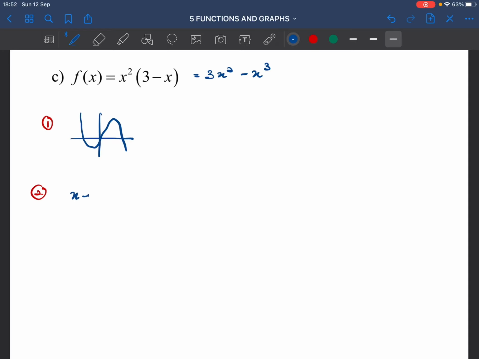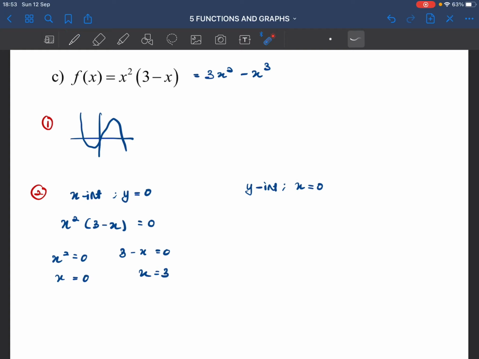Okay, so for the x-intercept, it is when y equals 0, so we will have x squared (3 minus x) equals 0. So we will have x squared equals 0, x equals 0, and 3 minus x equals 0, x equals 3. Okay, so there are two x-intercepts for this function. So now let's find the y-intercept, which is when x equals 0. So obviously when x equals 0, y equals 0, so your y-intercept is 0.